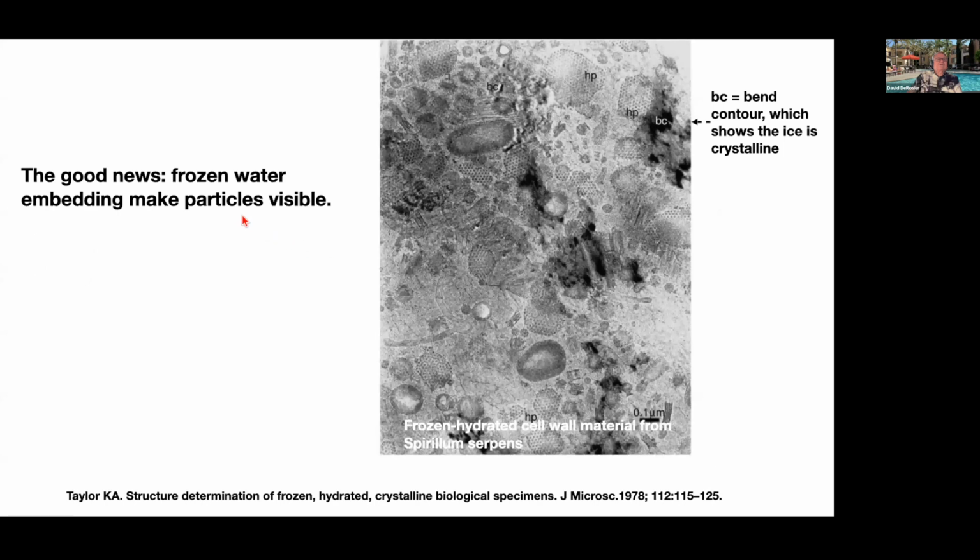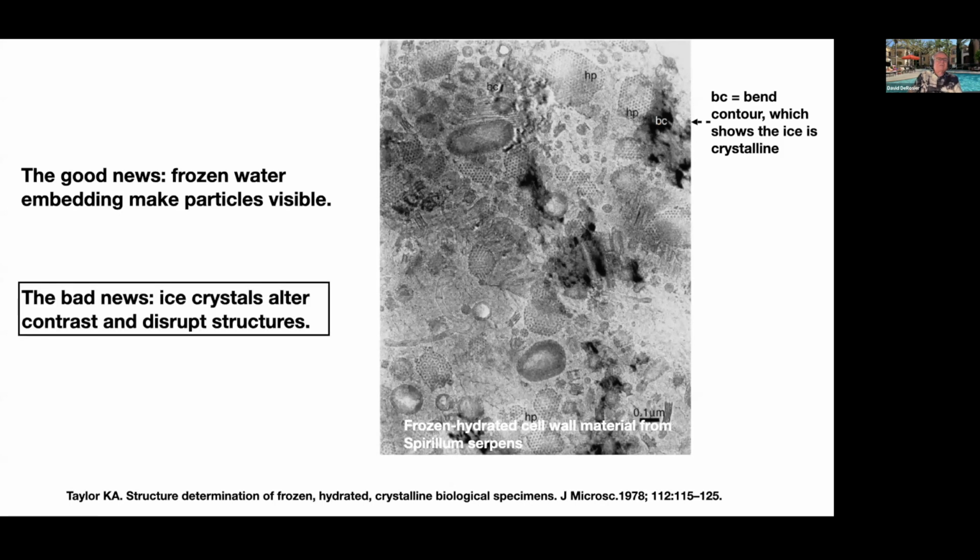Well, the good news was that frozen water embedding makes particles visible. You can see particles here. It's a frozen hydrated picture. The trouble is that there's ice. Here are bend contours due to ice particles. So the bad news was that ice crystals alter the contrast and they disrupt structures. So if you wanted to study things like cells, you would be in some trouble.